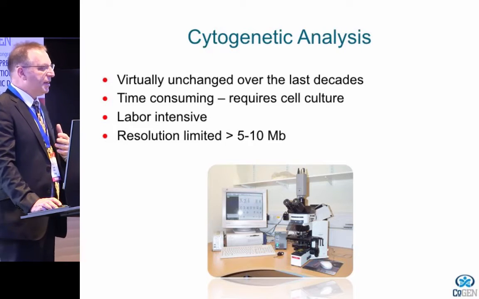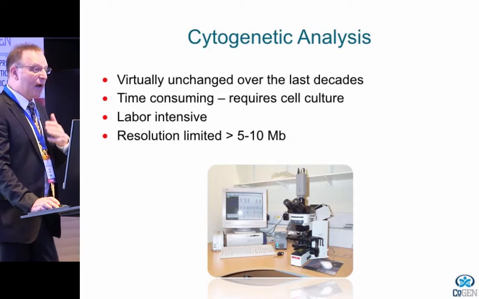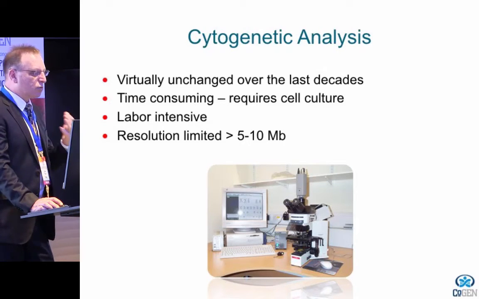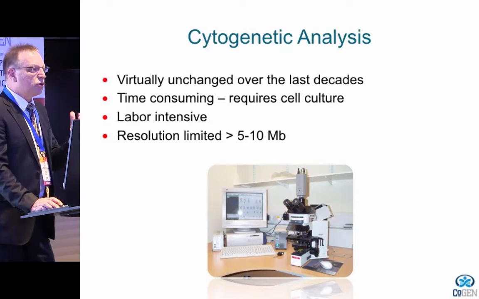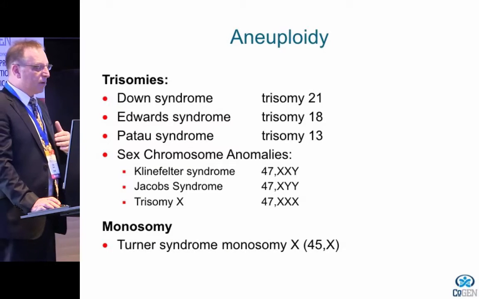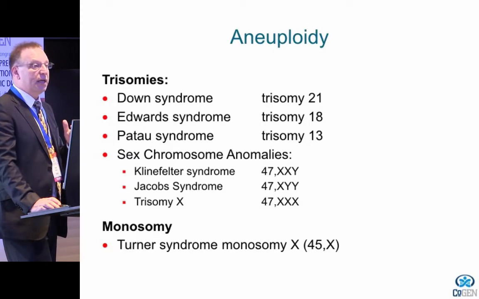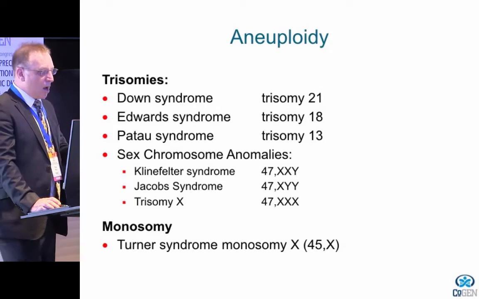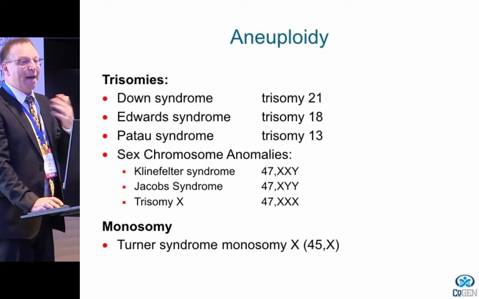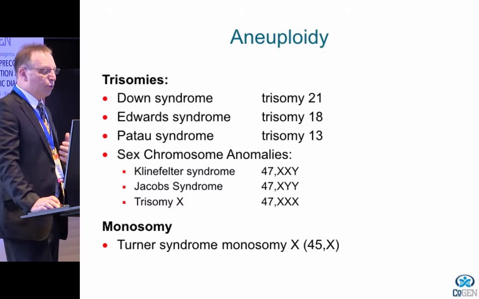This will be described in more detail by Vincenzo Ciriano in the next talk, using technologies that are virtually unchanged over the last decades. We can look with the microscope, see the chromosomes, count them, and so on. That allows us to check for numeric aberrations, different aneuploidies like trisomy 21, Down syndrome, trisomy 18, Edwards syndrome, trisomy 13, and different sex chromosome abnormalities, all of which have to do with an added chromosome. And monosomy, having a chromosome missing, like monosomy X or Turner syndrome. These are all called aneuploidies.